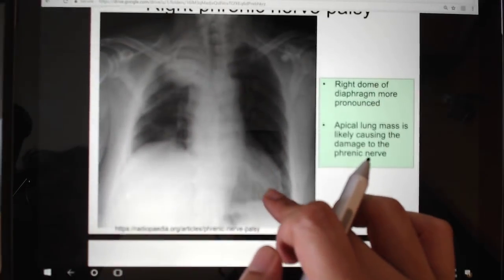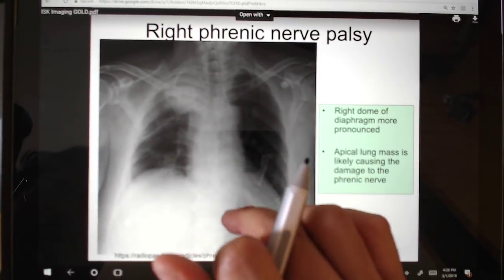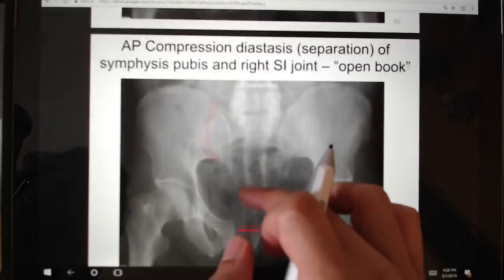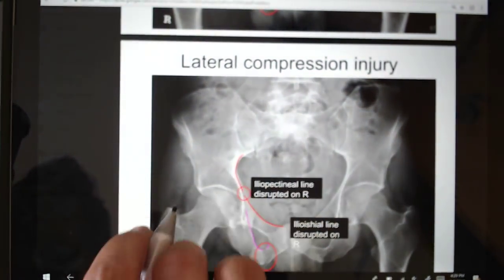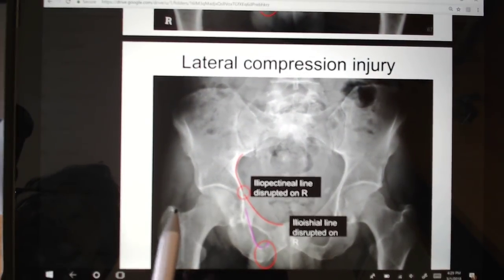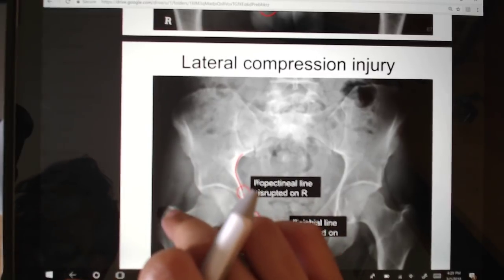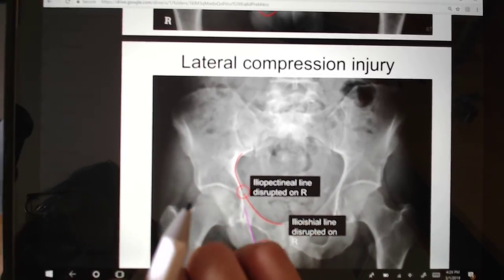Okay, here are some more X-rays. These are more like chest X-ray type of things, and these are going to be your pelvic ones. But anyways, you get the general gist of it. You have to pick out where your landmarks are and then work from that.